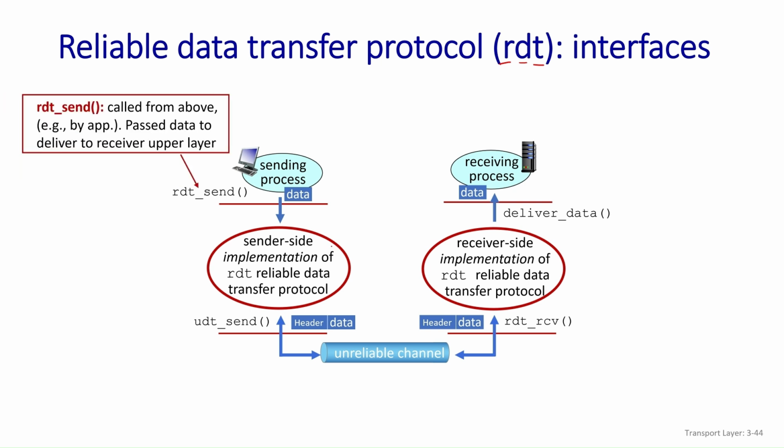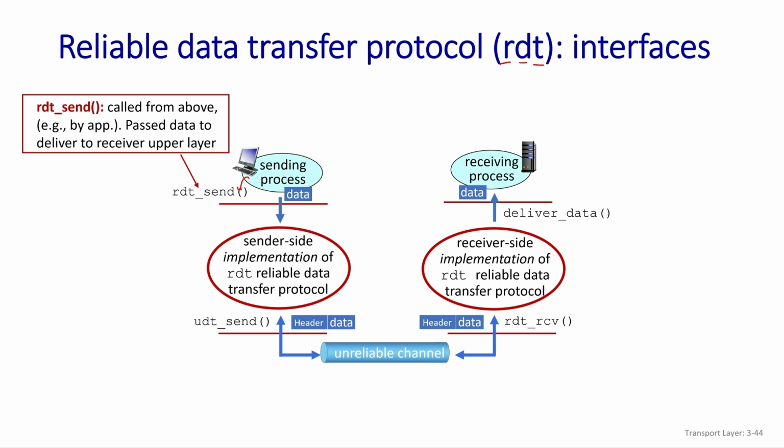So whenever there is a call from above, meaning an application process wants to send data, the data will be passed to this method so that it can be delivered to the transporter. So this method is called when we have to forward data from the upper layer, meaning the application layer, to the transport layer.